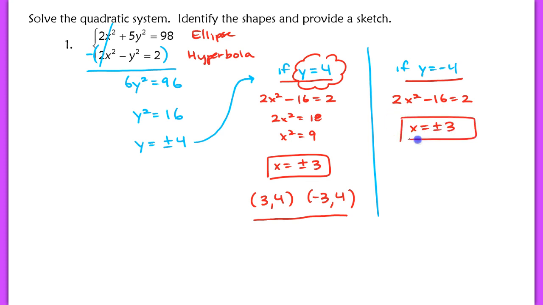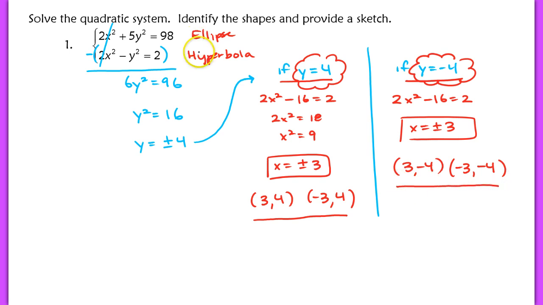So let's interpret one more time how to write our actual coordinates. Our x value could be +3, but our y value has to stay -4. So we have 3, -4, and we have another point because x could also equal -3, while the y will stay -4. So here we have an additional 2 points where the ellipse and the hyperbola will intersect.